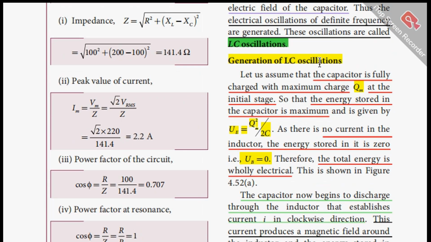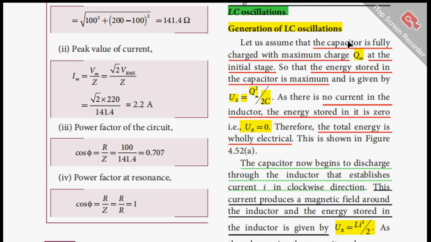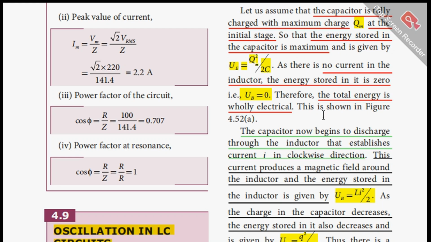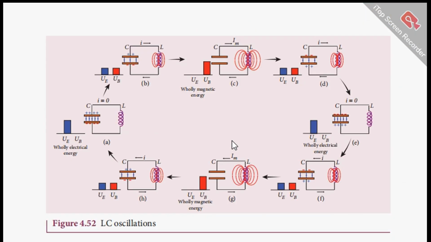How are these LC oscillations generated? For that, let us assume that the capacitor is fully charged with maximum charge Qm at the initial stage. So the energy stored in the capacitor is maximum and is given by the expression UE = Qm² / 2C. As there is no current in the inductor, the energy stored in it is 0. That means UB = 0. Therefore, the total energy is wholly electrical, and that is shown in figure 4.52a.